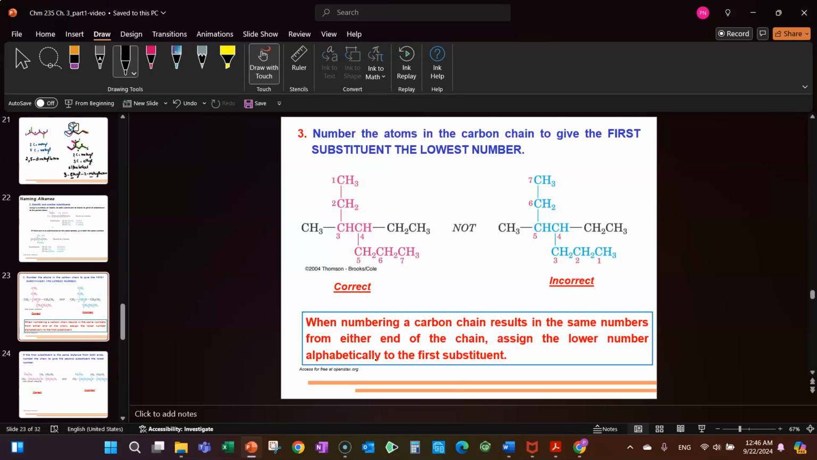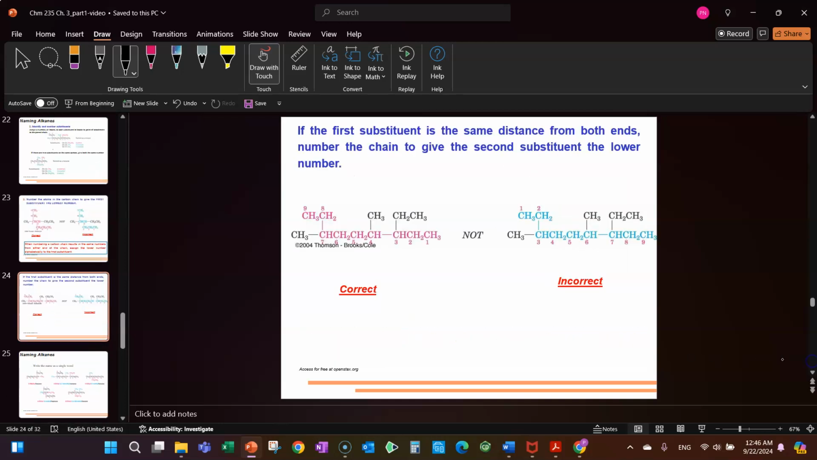Okay. Let's look at this example here. This is telling us an incorrect way of numbering, where again you started to give numbers from this end, but it's giving a higher number to the substituents, whereas if you started from here, the first substituent should get the lowest number. Always remember, the first substituent should get the lowest number. If you started from here, the first substituent would get a number 4, so this is the incorrect way. And then another question arises: if the first substituent is the same distance from both ends of the chain, then you try to give the second substituent the lowest number.